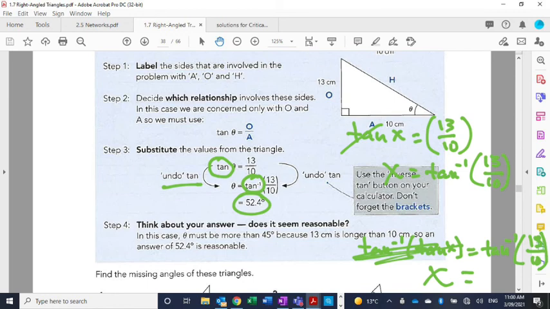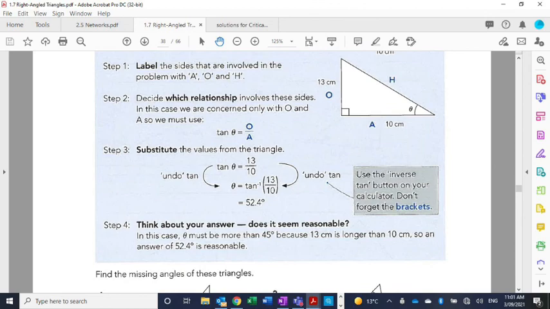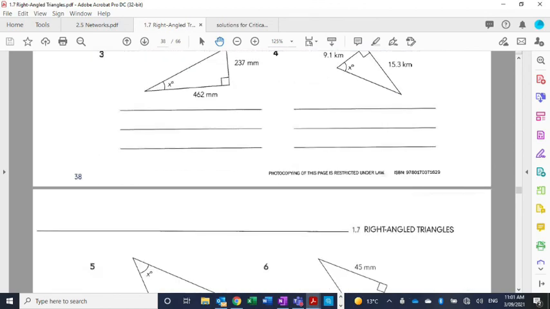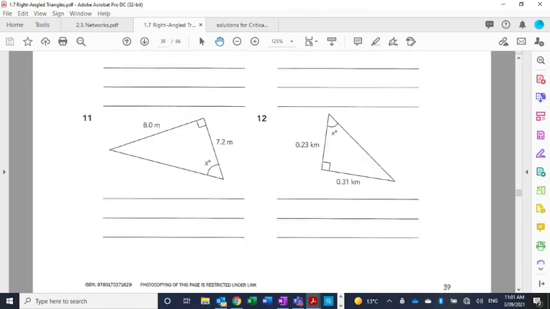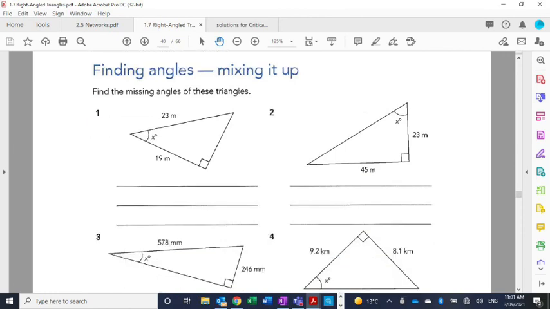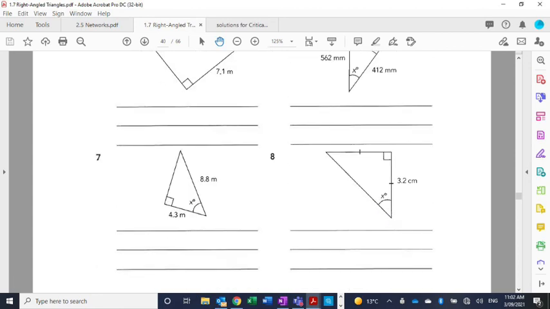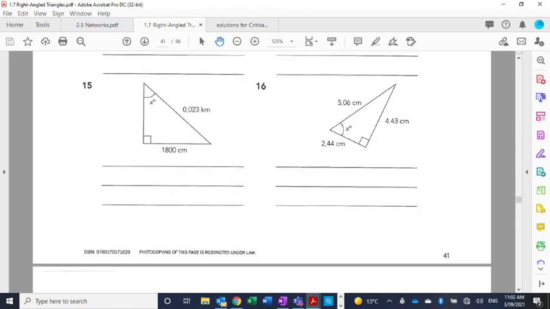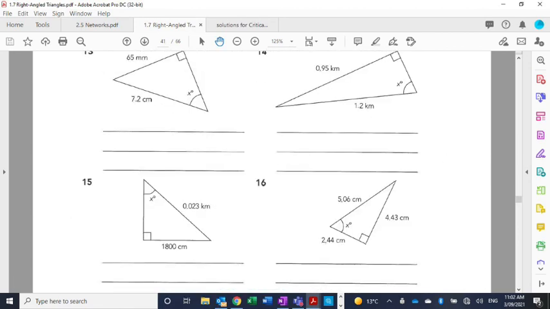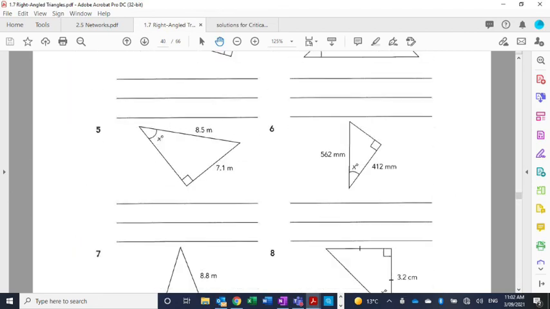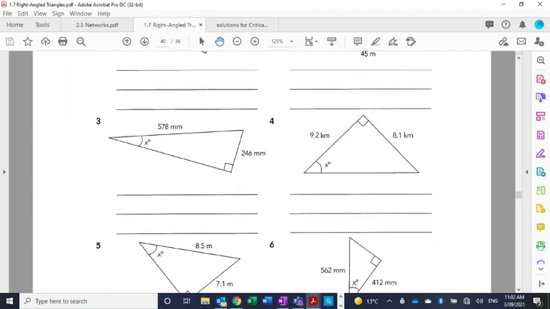Okay? So I'm going to set an assignment for you where these are all mixed together. I don't want you to do each one individually unless you just need more practice. You know if you need more practice or not. So we're just going to work with finding angles, mixing it up. It starts on page 40 and runs through page 41. So the assignment, page 40 through 41.